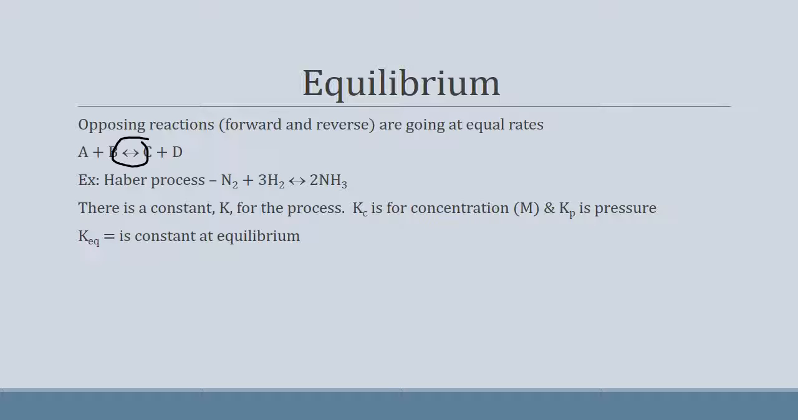There are cases where an equilibrium does favor one side or the other, and those are going to be the factors that we look at throughout this chapter. For right now, we're just going to focus on what is equilibrium and what are some of the numbers associated with finding it. Here's an example, the Haber process.